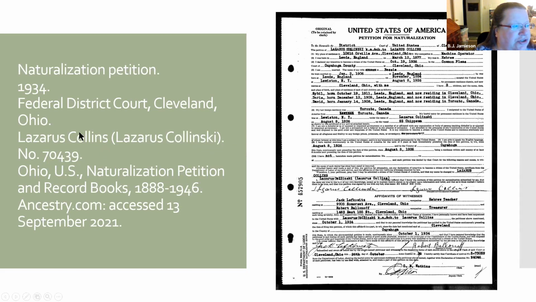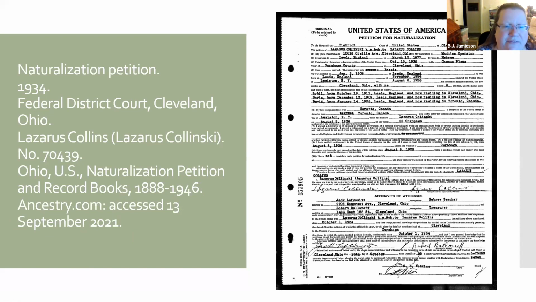If it is a name change like this, because it specifically says Lazarus Kalinsky, known as and changed to Lazarus Collins, I've included that here. This number 70439 is up here in the corner. And then this is in the collection at Ancestry called Ohio, US, Naturalization Petition and Record Books, 1888 to 1946. So that's the set of documents. And then the access point is Ancestry, and I accessed it today.